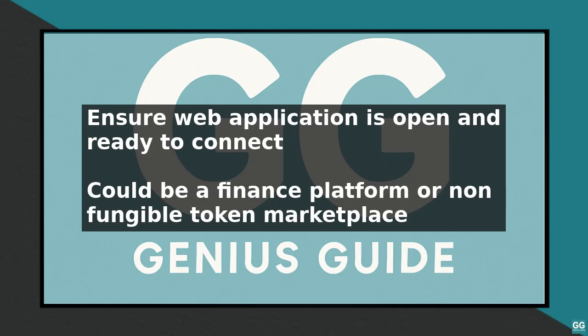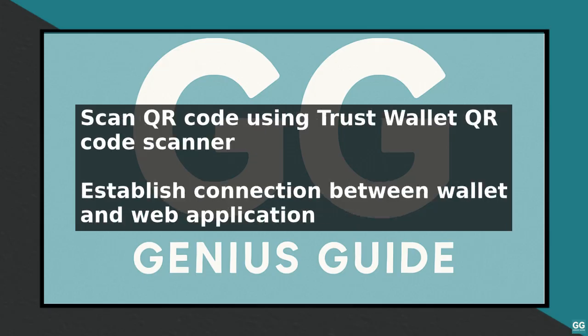You will then be prompted to review and approve the connection request, which will include the permissions that the web application is requesting. It is essential to carefully review these permissions, as they determine what actions the web application can perform on your behalf. If you are satisfied with the permissions, tap on the Approve button to complete the connection process. After approving the connection, you will be redirected back to the web application, where you can now interact with it using your Trust Wallet.